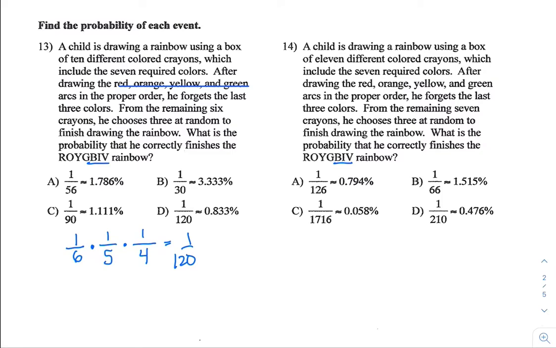Essentially, what's the probability of picking out a blue? 1 out of the remaining 7. Now, after you take out the blue, you need to get indigo. So it'll be 1 out of 6, because you already picked out the blue one. And then violet, it'd be 1 out of 5, because you already picked out blue and indigo. Multiply all those together, and I believe you get 1 out of 210, which is going to be D.